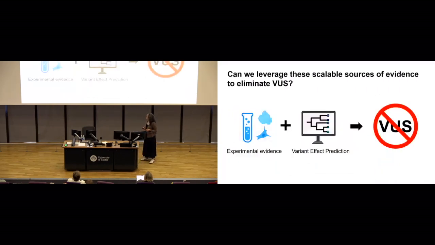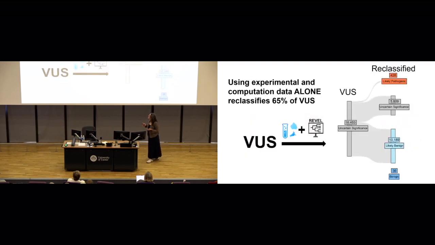And so what we wanted to ask was, can we leverage this experimental evidence plus variant effect predictors to decrease the number of variants of uncertain significance? And it's kind of controversial in the field. Can you just use these two pieces of evidence? And then we use them according to the rules that ClinGen has deemed appropriate. And it turns out that just these two pieces of evidence can move 65% of the variants of uncertain significance.